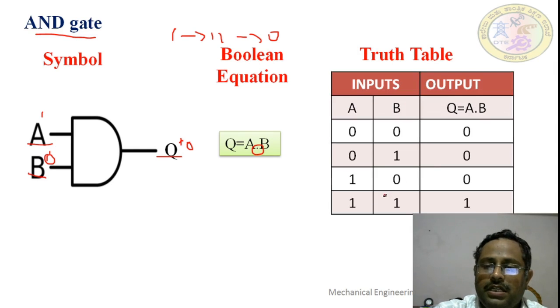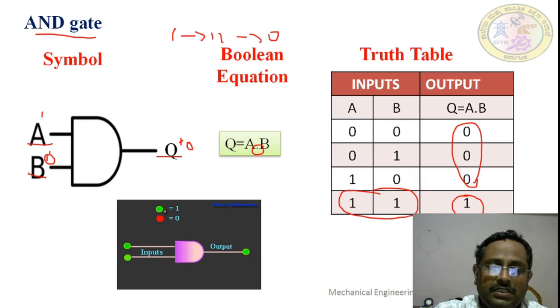See here, when both the inputs are 1, then the output is 1, otherwise the output is low. You see here 0 0 gives 0, 0 1 gives 0, 1 0 gives 0. If both the inputs are 1, then only the output is 1. You'll see this in the animation.